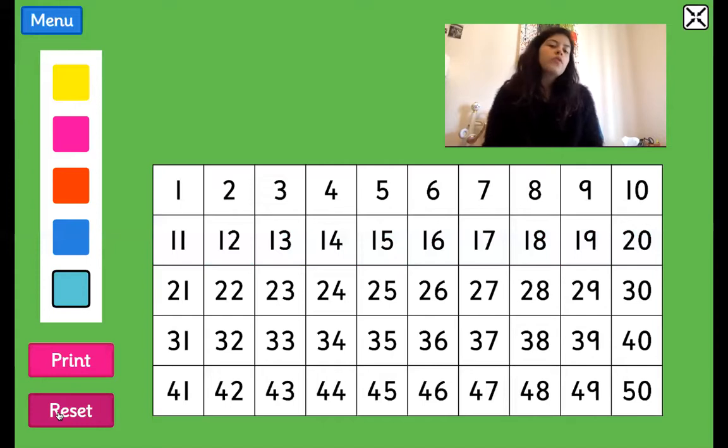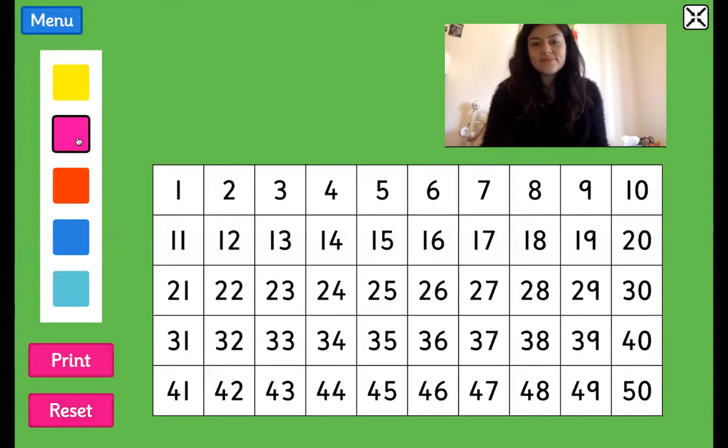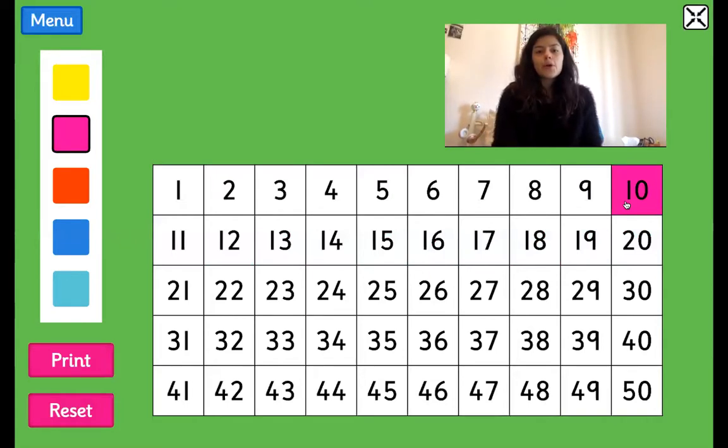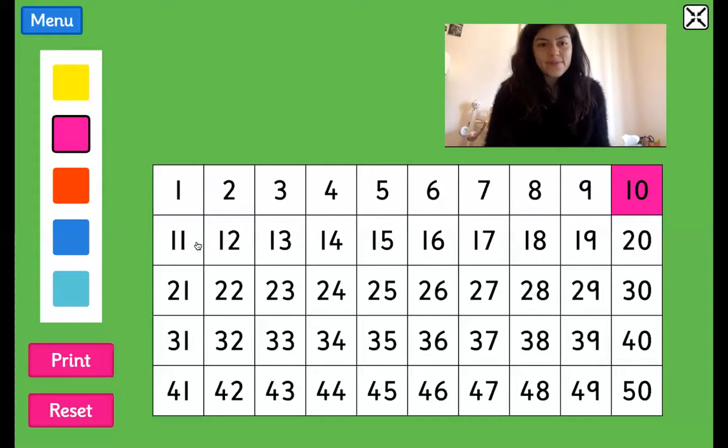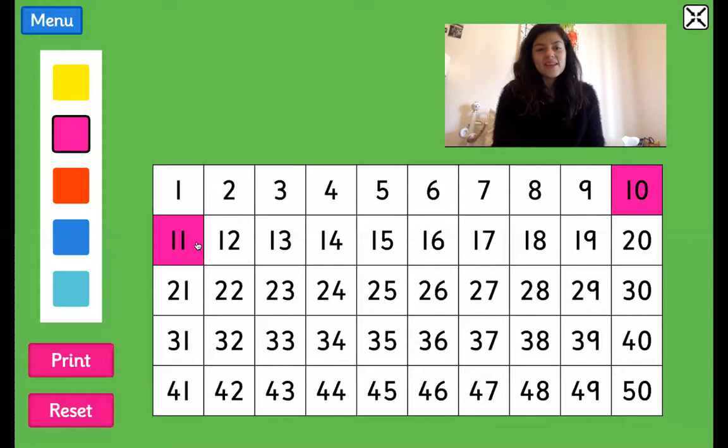Can you find and put your finger on number 10? Great job. Number 11. Good stuff. Now can you point to 14? It's going to be in the teens family. 14. Can you find it? Great job, girls. It is here.